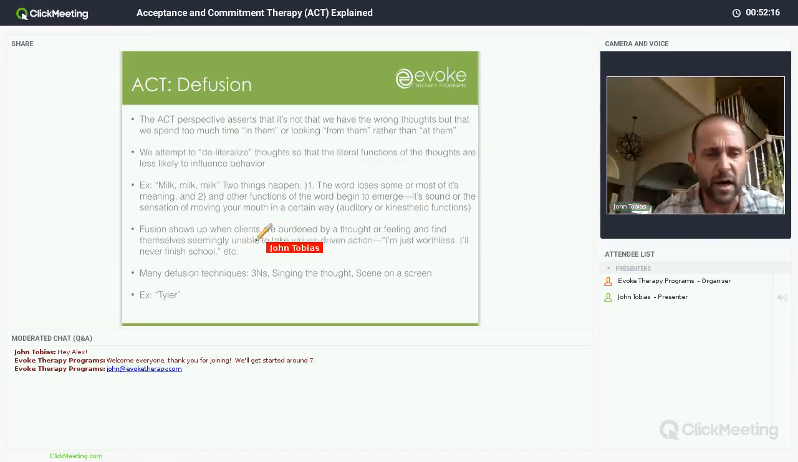This last technique, seen on a screen, is very common in the ACT tradition. Many people use it. Many authors have written about it. And I think it's best explained by a client that I had and some work that he did. So I'll go through this pretty quickly.